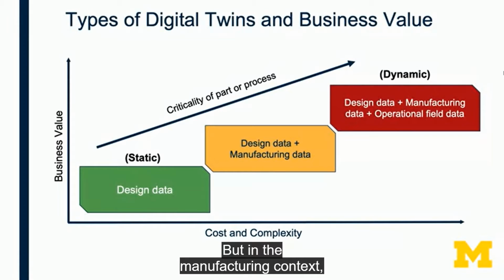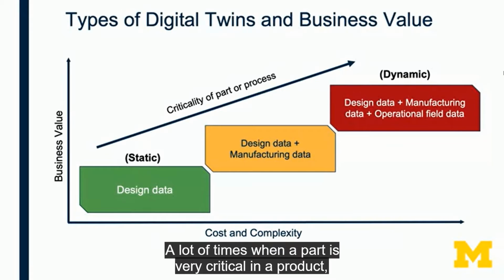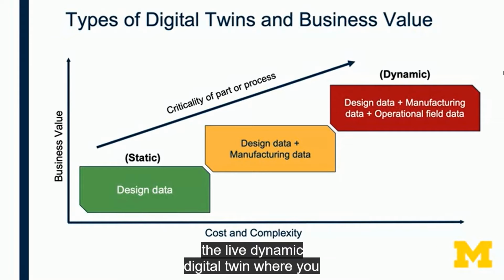but in the manufacturing context, what you see in that arrow is what I'm calling the criticality of the part, right? A lot of times when a part is very critical in a product, it makes business sense for you to create the live dynamic digital twin where you want to collect as much information about that particular critical part as you can so that you can manage it effectively.